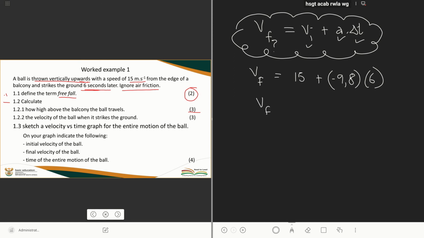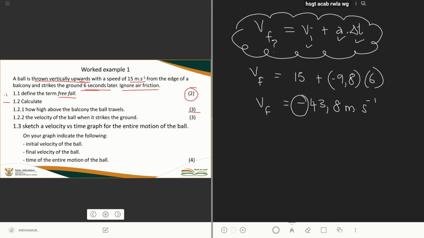If we can quickly confirm that, then it's going to be 15 plus 9,8 times 6. Okay, it's positive 15 minus 9,8 times 6. It gives us negative 43,8 meters per second. Right. What's the implication of this negative? Let's talk the science behind it.